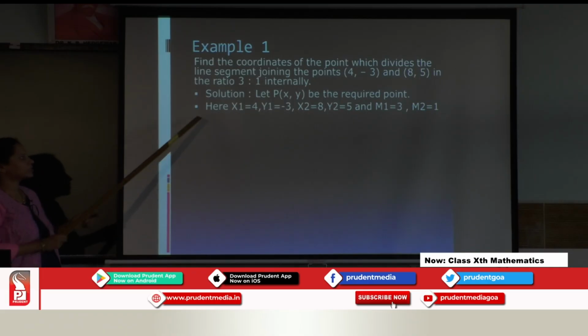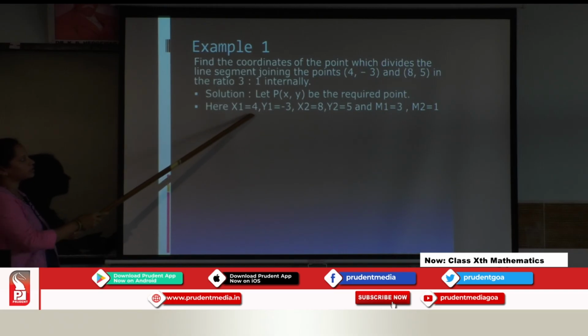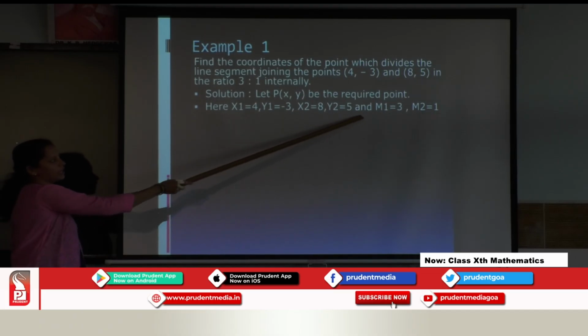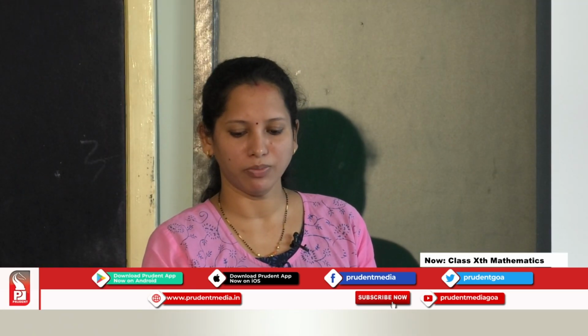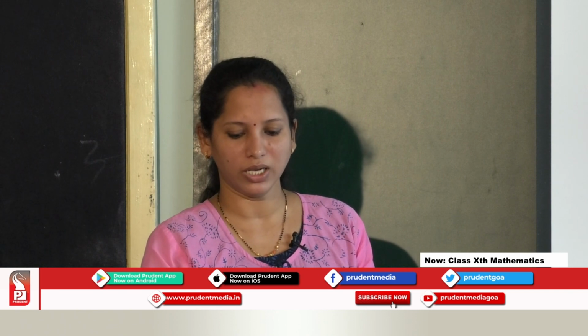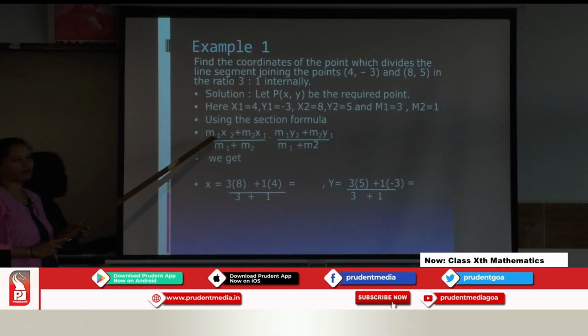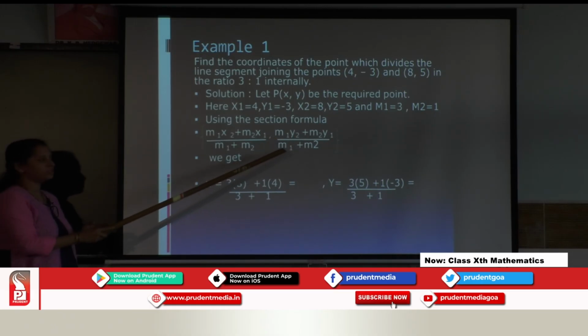So here let P X Y be the required point. Here X1 is equal to 4, Y1 is equal to minus 3, X2 is equal to 8, Y2 is equal to 5, and M1 is equal to 3 and M2 is equal to 1. These are the given points. So using the section formula, this is the section formula that we have obtained just now: M1 X2 plus M2 X1 upon M1 plus M2 comma M1 Y2 plus M2 Y1 upon M1 plus M2.